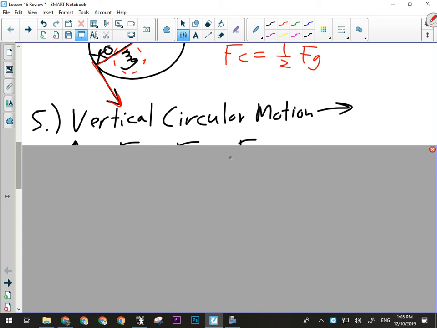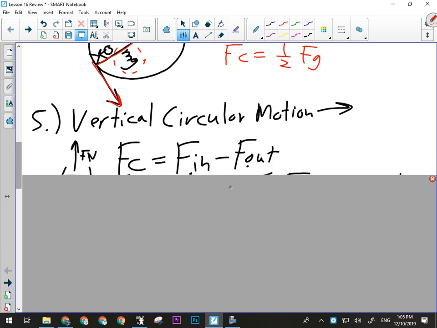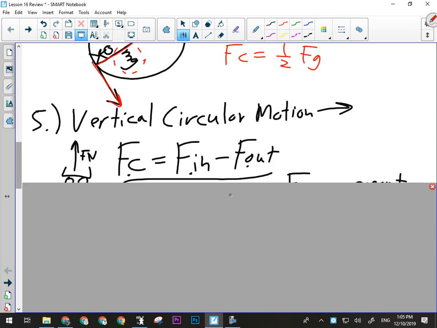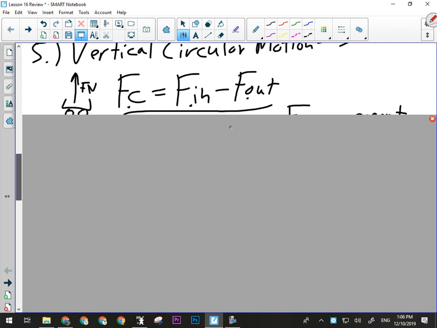The key thing with vertical circular motion is this. Fc is the net force. It is the forces into the circle minus the forces out of the circle. So if you encounter a problem on the exam talking about a vertical circle, you know automatically Fc is forces in minus forces out. The most difficult part of that is deciding which forces are which. So we'll quickly review the 3 situations we talked about in terms of a vertical circle.